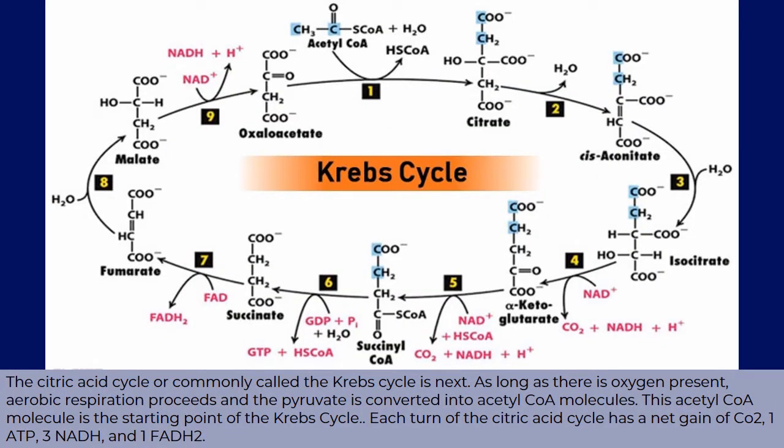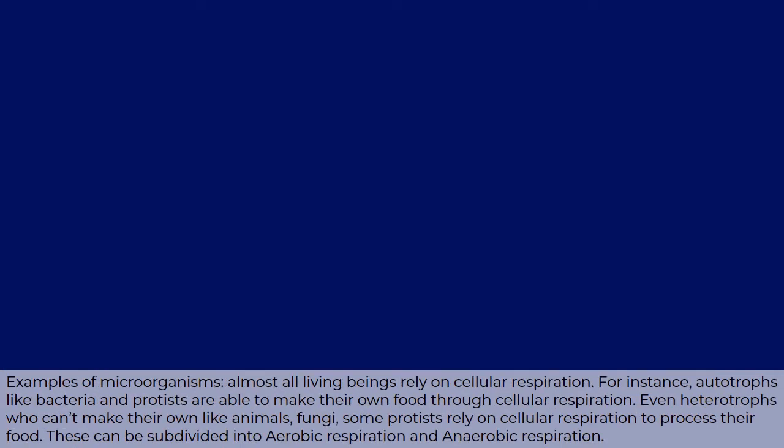The second pathway in respiration is called the citric acid cycle, or commonly called the Krebs cycle. For as long as there is oxygen present, aerobic respiration proceeds and the pyruvate is converted into acetyl-CoA molecules. This acetyl-CoA molecule is the starting point of the Krebs cycle. Each rotation of the citric acid cycle has a net gain of 1 CO2, 1 ATP, 3 NADH molecules, and 1 FADH2 molecule.